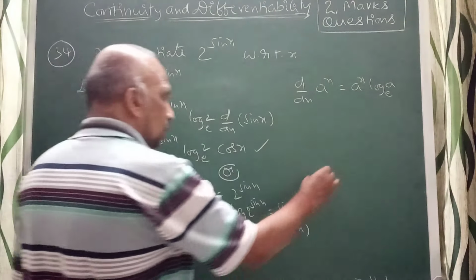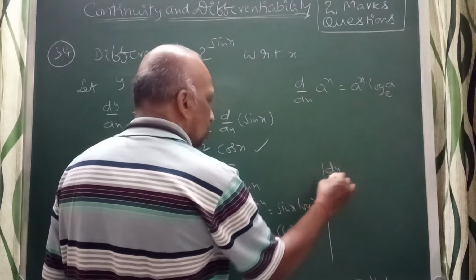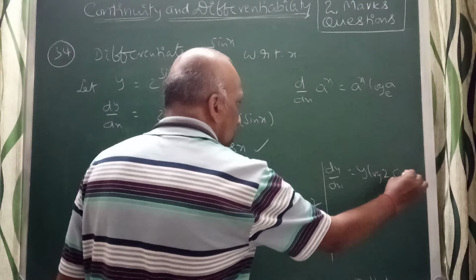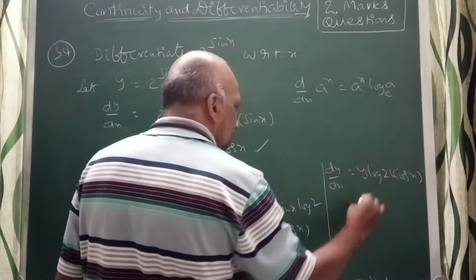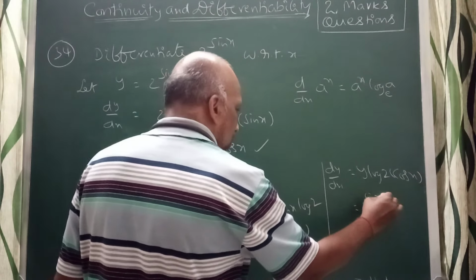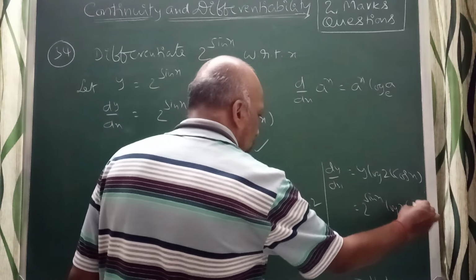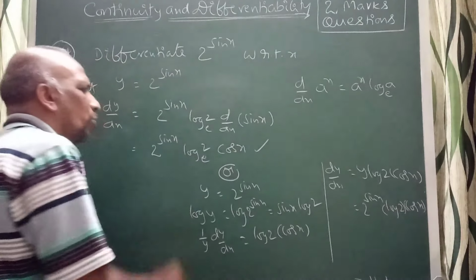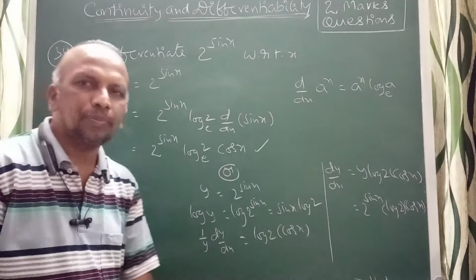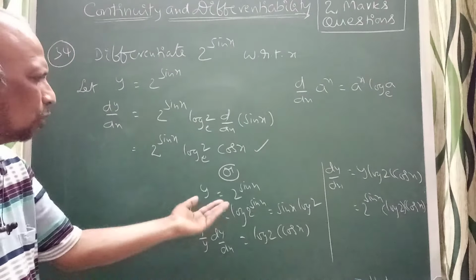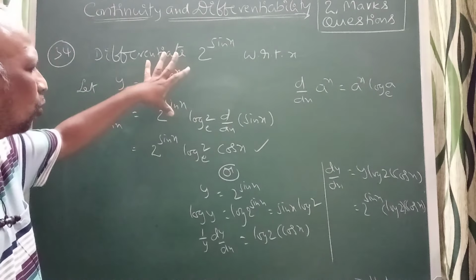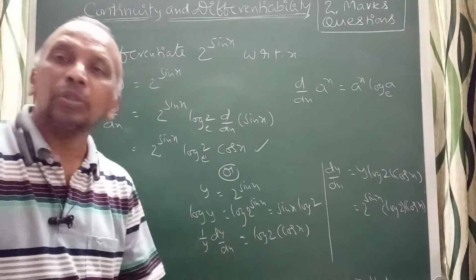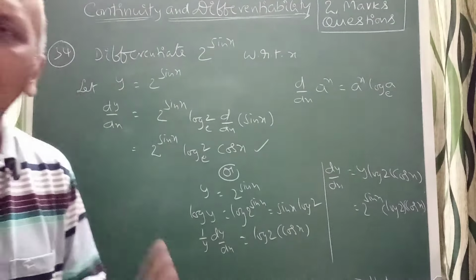Now from this I can write dy by dx equals y log 2 cos x, right. So what is y? 2 power sin x log 2 cos x. Like this you will get the same thing, log 2 base e cos x. But this is the simple way, or if you want logarithmic differentiation, you can follow this. The questions I have discussed, you may get for 2 or 3 marks.